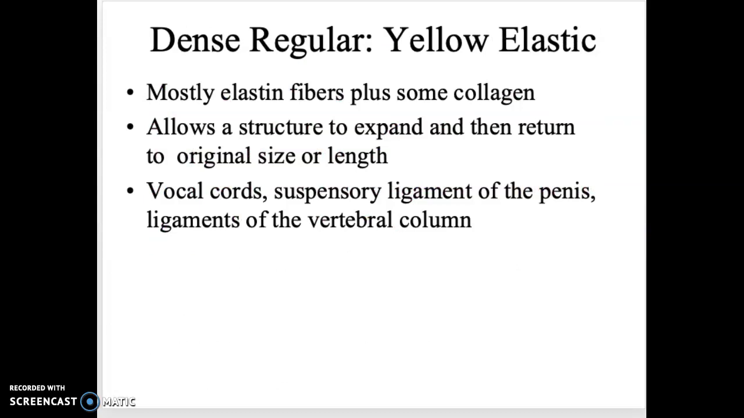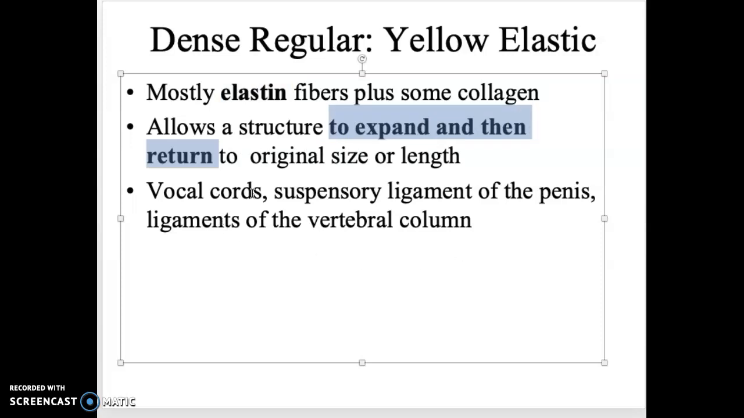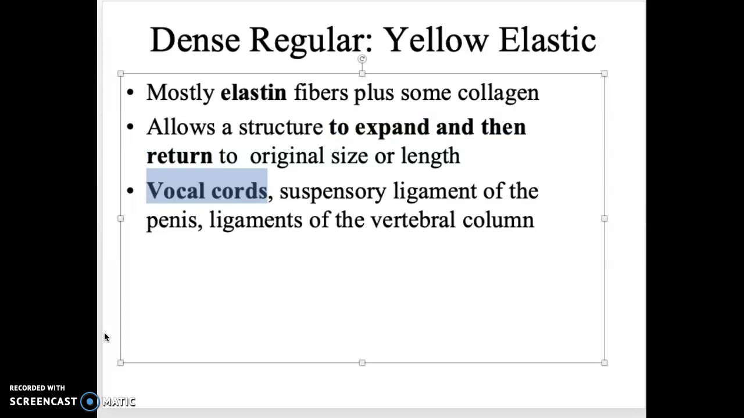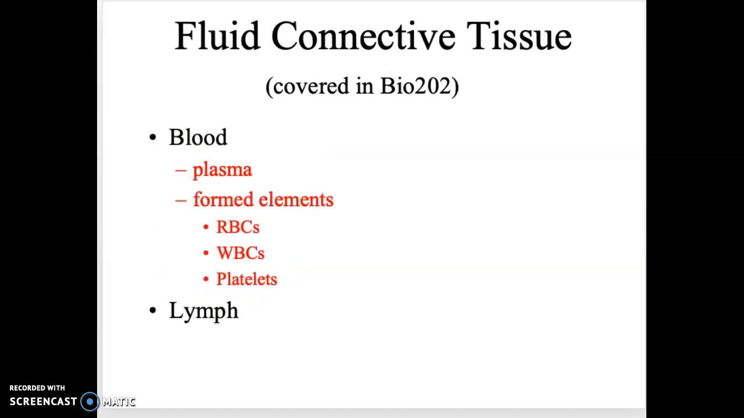Dense regular, so yellow elastic, just like it sounds, is elastic fibers, and this allows structures to expand and return to their original size so they can stretch. This you find in the vocal cords and in other locations as well. The supportive connective tissues, cartilage and bone, we'll go through when we go through cartilage and bone next unit. Fluid, you guys will cover in Bio 202.